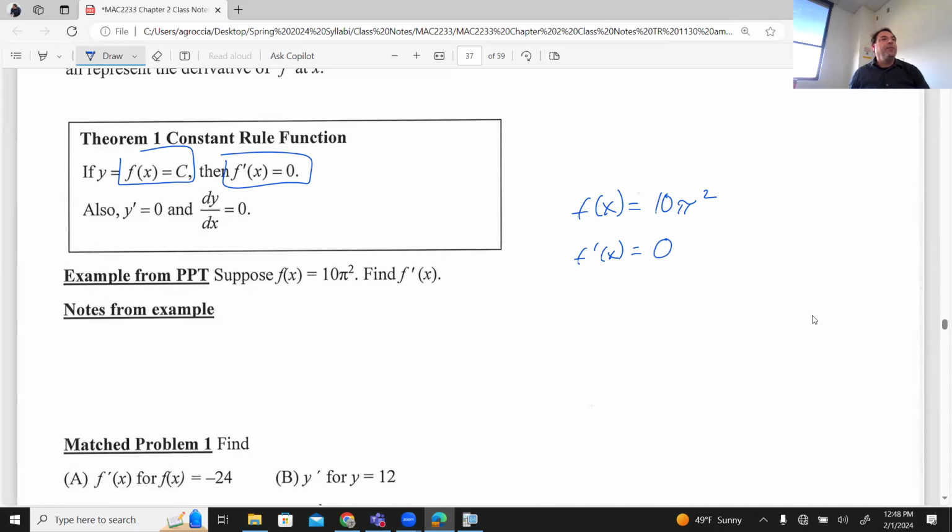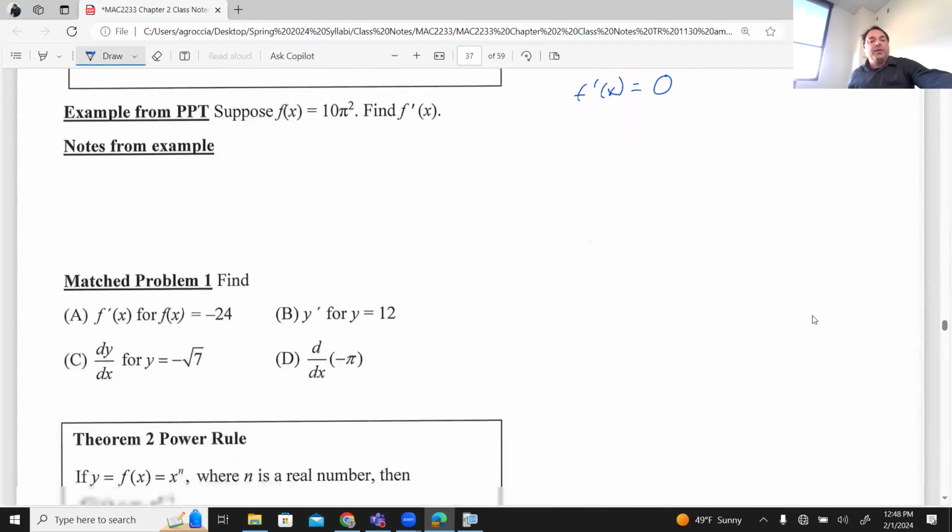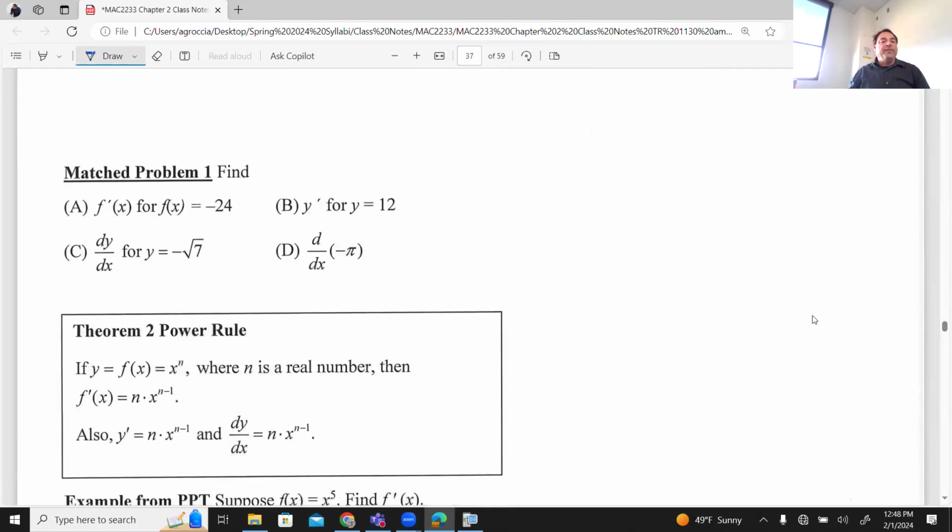A number squared times a number all ends up being a number. And again, I've taught this. You know this, but see, these are the weird ones. Are we okay? So again, the derivative of any number is 0. So what's the derivative of negative 24? Derivative of 12? Negative square root of 7? 0. It's just a number. Negative pi. It's all 0.